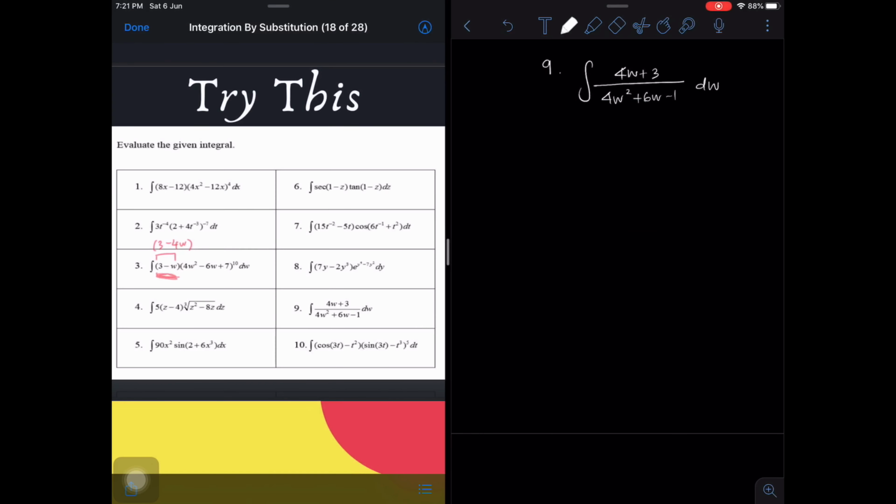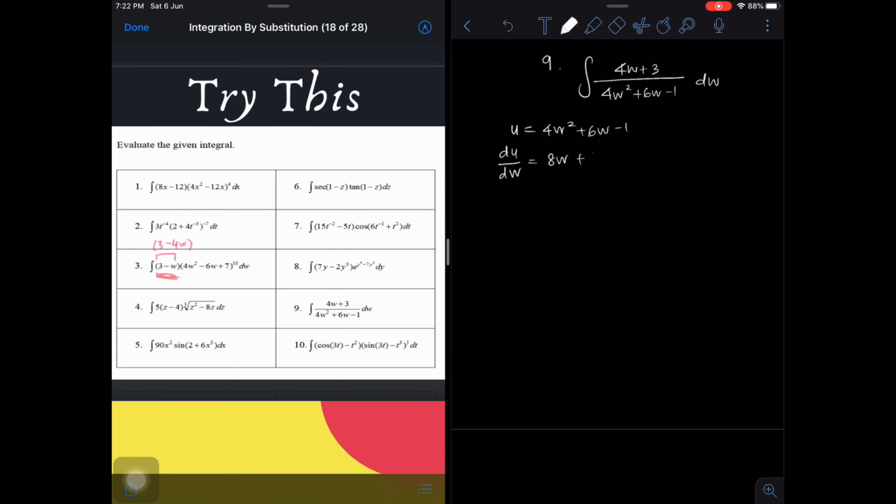Number 9, we have to integrate 4w plus 3 over 4w squared plus 6w minus 1 dw. Now let's choose the one in the denominator as our u. Therefore, we have u equal to 4w squared plus 6w minus 1. So differentiate u with respect to w, we will have 8w plus 6.